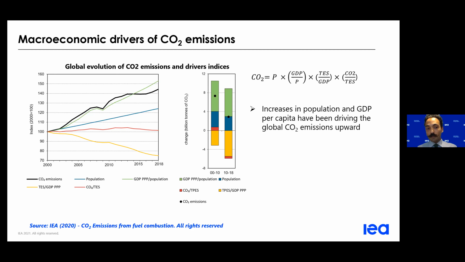And it's also interesting to see that the carbon intensity of the energy mix, which is the red line on the graph, has stayed relatively flat for the past 20 years. This represents the continuous dominance of fossil fuels in the global energy supply mix and the low and slow uptake of the low carbon energy sources, despite the current efforts globally for decarbonizing the energy sector.